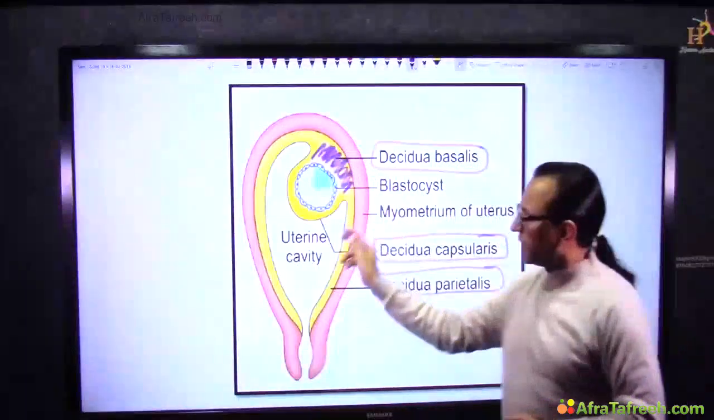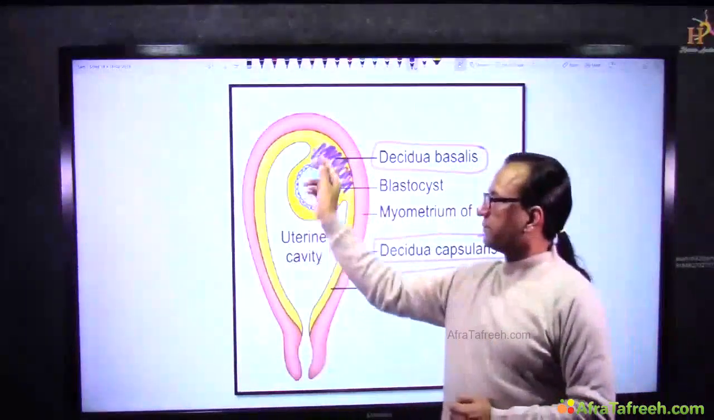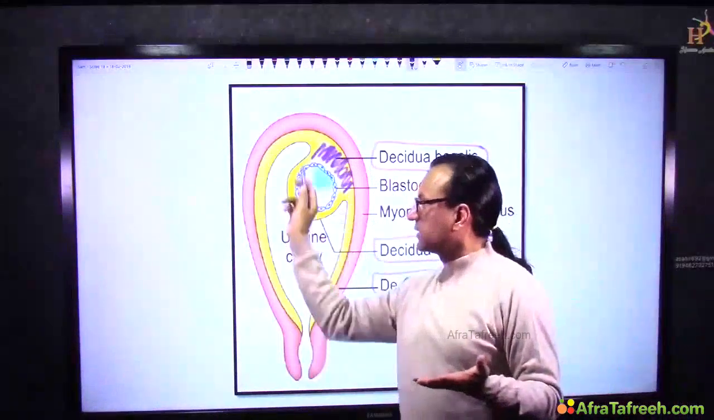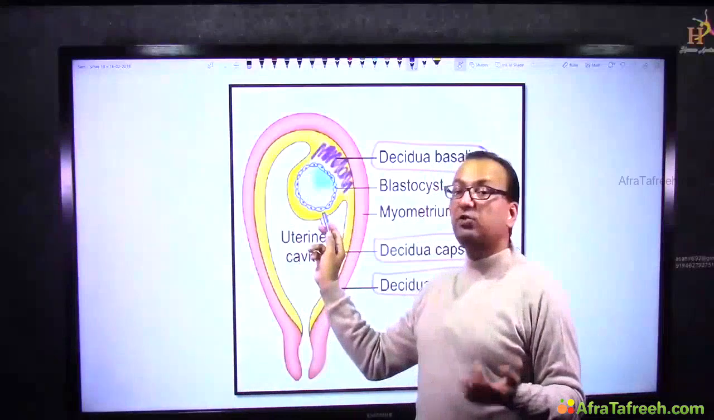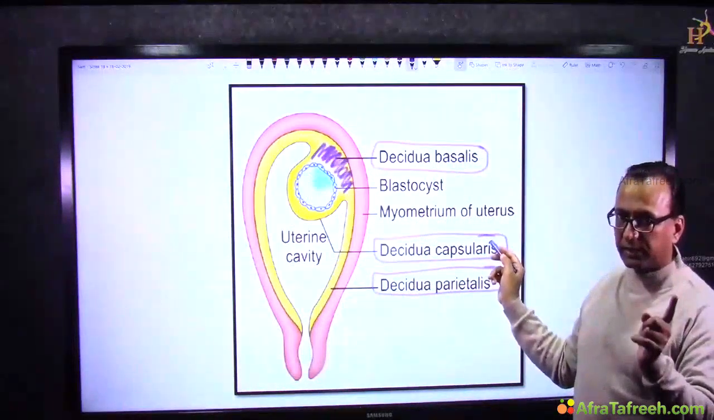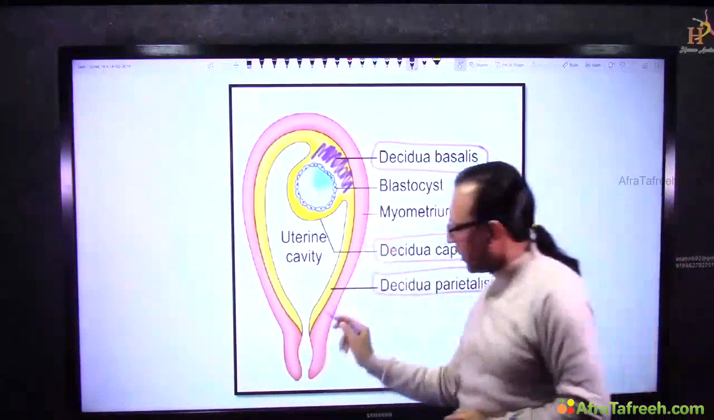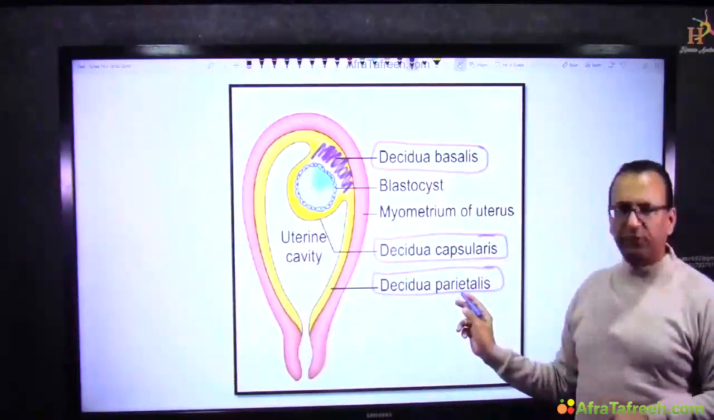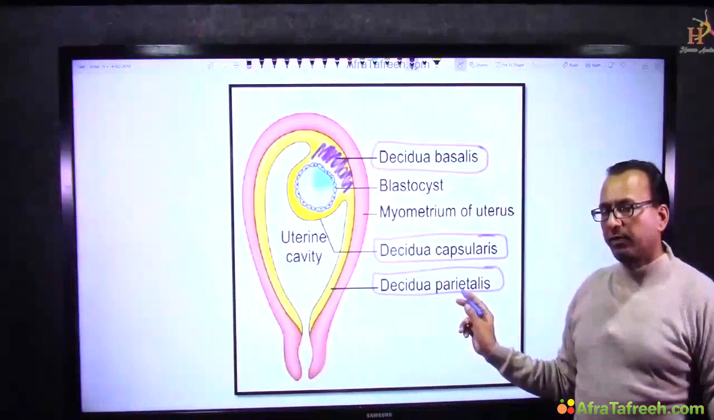Now there is some decidua which is covering the baby towards the uterine cavity, and that is the decidua capsularis. It is not forming placenta. And then the rest of the endometrium, which is there in the uterus, is called decidua parietalis, and of course it is not forming the placenta.